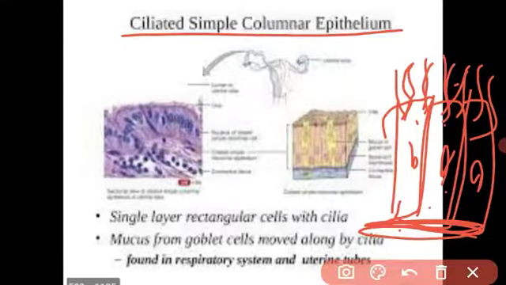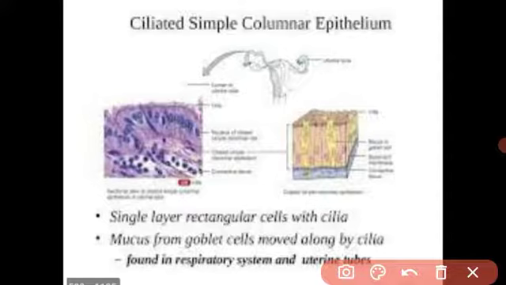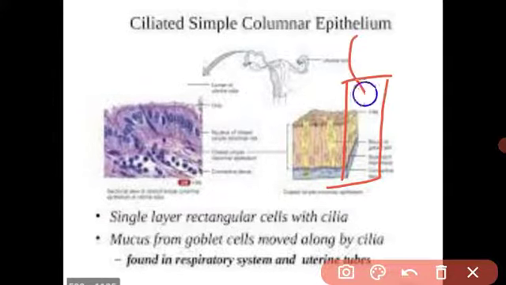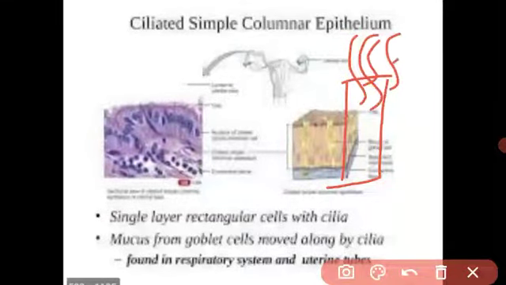These types of epithelial tissue are called ciliated epithelial tissue, and this tissue is present in the windpipe, trachea. These are the respiratory parts of our body. See, in our nose there is also ciliated epithelial tissue. Cilia are present on the column, and what is the main function of the cilia? It prevents dust and germs from entering our respiratory tract.